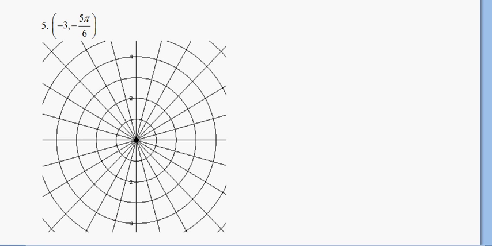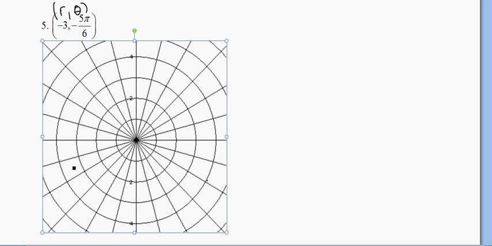So in this case, both my radius and my angle are negative. So first thing I want to do is go negative pi over 6. Well, this is my pi over 6 angle in the 4th quadrant, so here's my pi over 6 angle in the 3rd quadrant. That's negative 5 pi over 6, which would be over here. And I need to go out negative 3, so that would be this point right here.